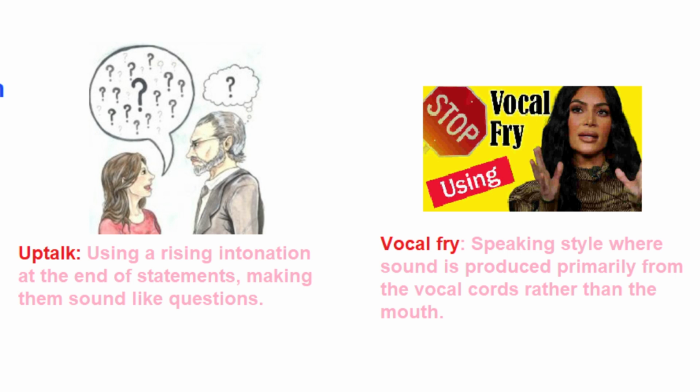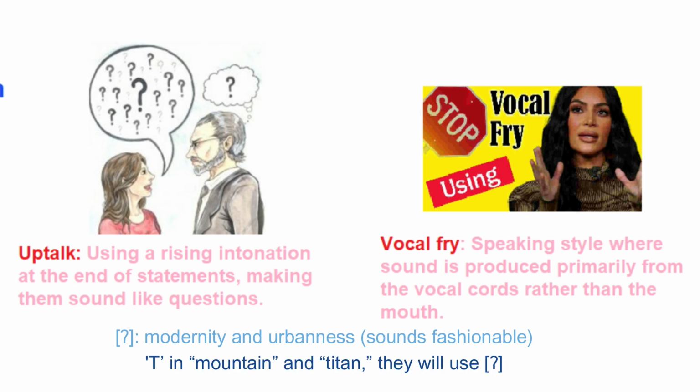For instance, presently in the US and England, some people seem to believe that using a glottal stop instead of the full pronunciation of T in certain phonetic environments is a way to show modernity and urbanness. So, for instance, instead of pronouncing the T in mountain and titan, they will use a glottal stop. Mountain, titan. This glottal stop is an allophone of T, since it is a different way of realizing the T sound. Alveolar flapping for T.